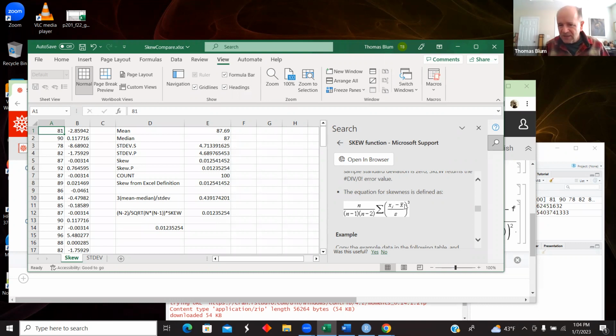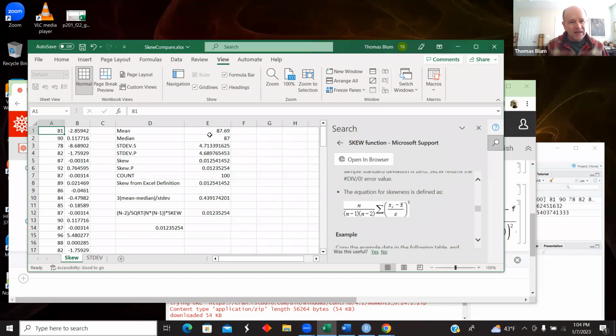Okay, but we're going to take that difference, divide by the standard deviation, do the sum over all of the data points, and then their definition in Excel involves this n minus 1, n minus 2, where n is the number of points. So I'm going to try and take them at their word and see.